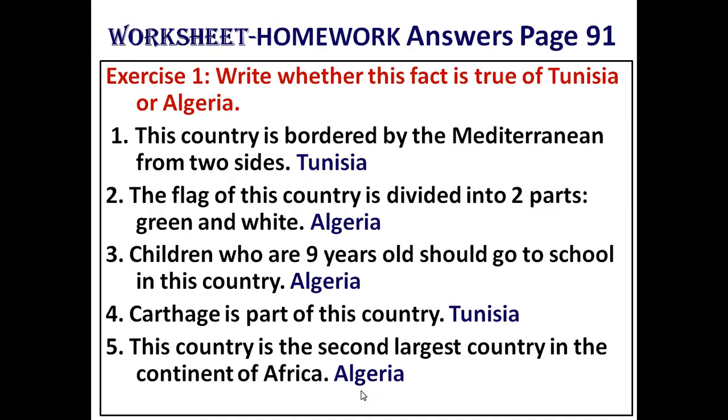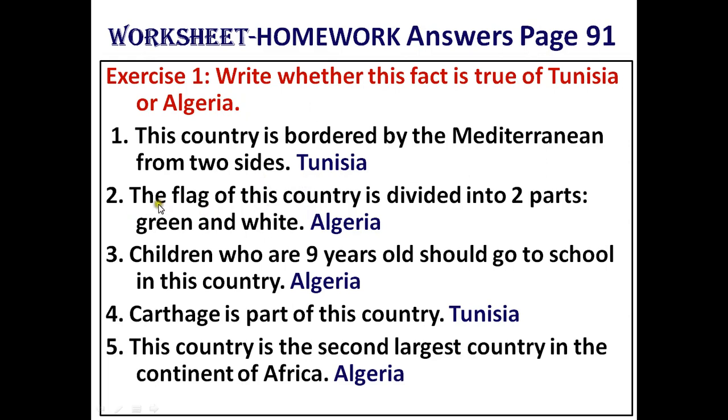Okay, so the answers for Exercise 1 from this page 91. Write whether this fact is true of Tunisia or Algeria. Just now I have given you the questions. Now we are going to see the answers one by one. This country is bordered by the Mediterranean from two sides, that is Tunisia. So this is the country that is bordered by the Mediterranean from two sides.